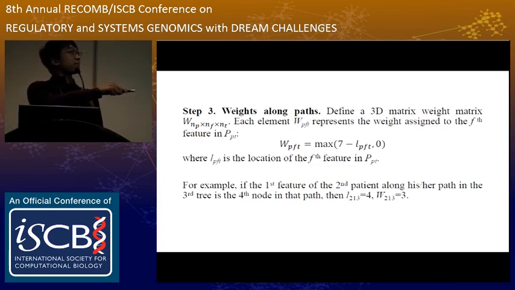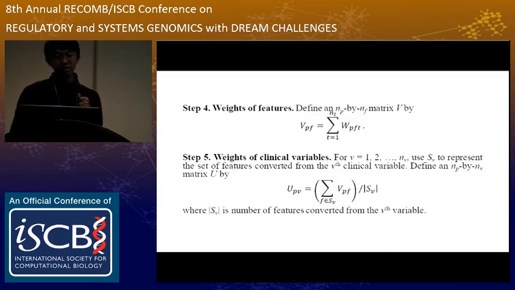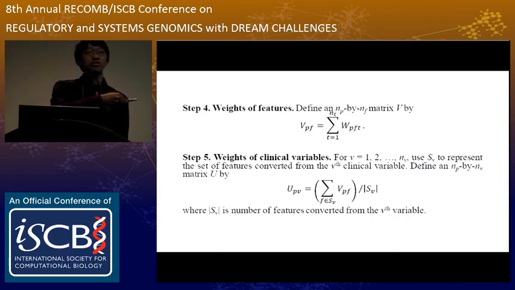We can fine-tune this formula to make the model fit better, but we didn't do that due to the time limit. It's absolutely one thing to do. And after finding those, we marginalize over all the trees to get the weight of each feature for each patient.